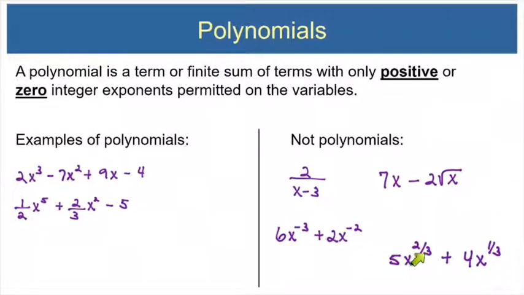And 5x to the 2/3 plus 4x to the 1/3 would not be considered a polynomial because we have fractional exponents here and those are not allowed either. So again, the exponents on the variables must be positive integers or we can have a zero power on a variable. In other words, we can have a constant term, but we can't have fractional exponents and we can't have negative exponents and we can't have anything else weird like variables under a radical or in a denominator.